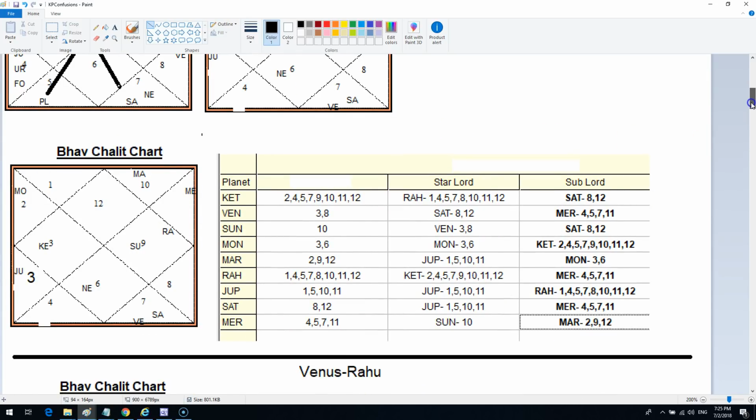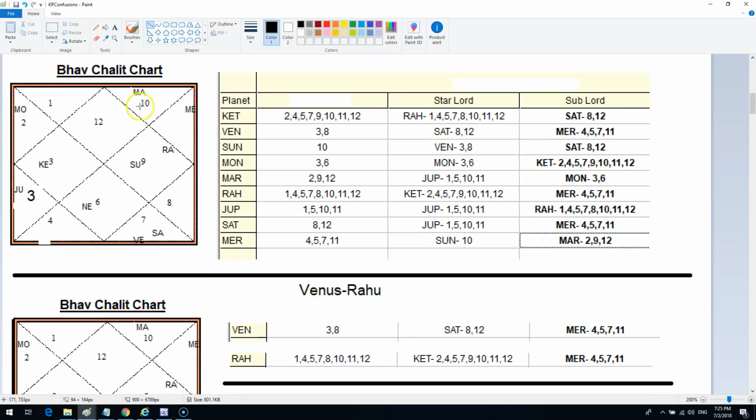Now, when you cast a horoscope, this is what you usually do. You have the Bhav Chalit chart, and then you lay down a table of the planet, star lord, and the sublord. And so, just quickly, let's take the example of Venus. Now, Venus is the owner of the third house, and Venus is in the eighth house. So, we mention 3 and 8.